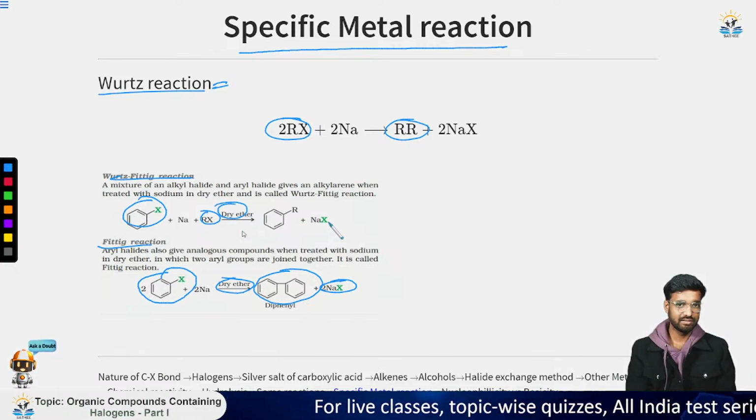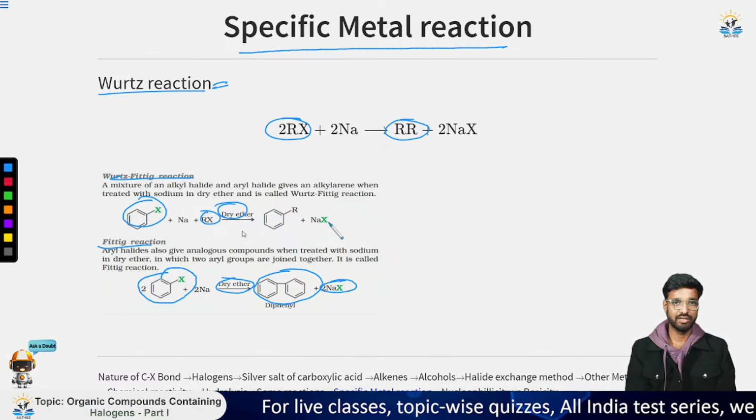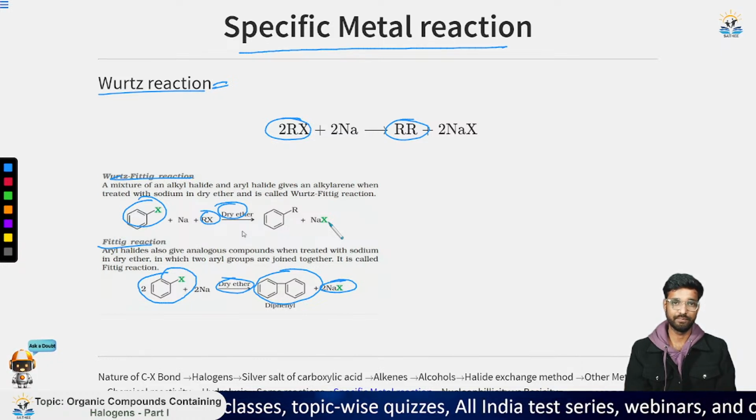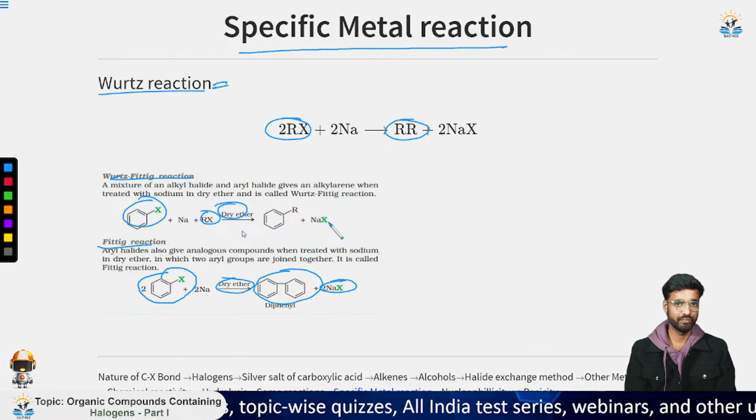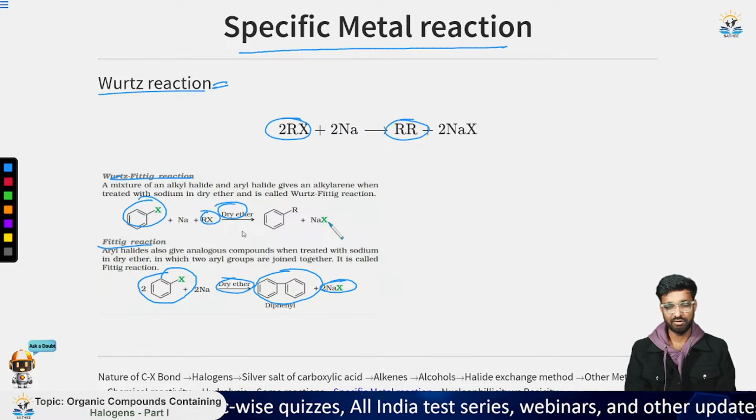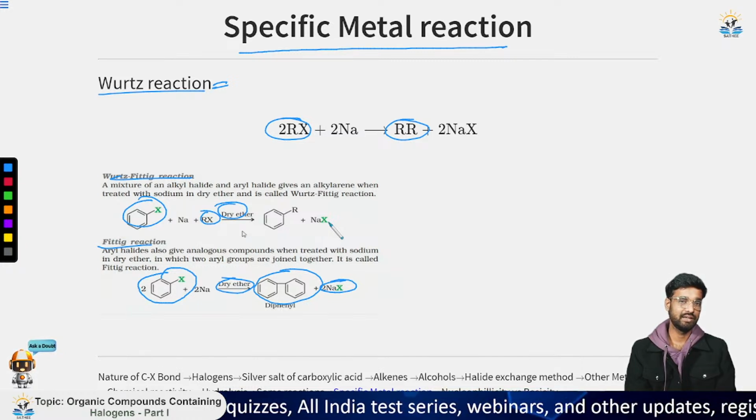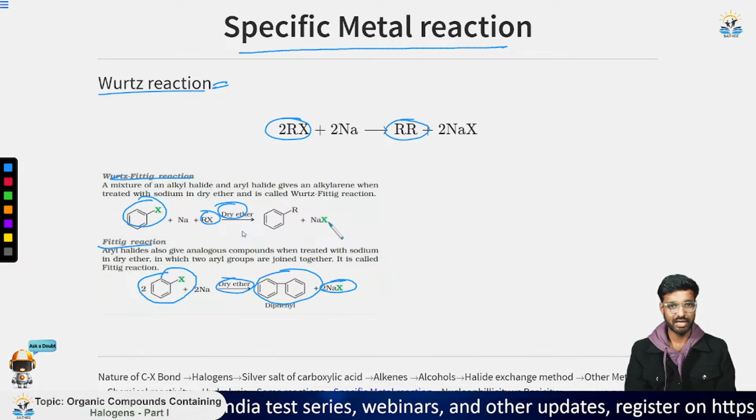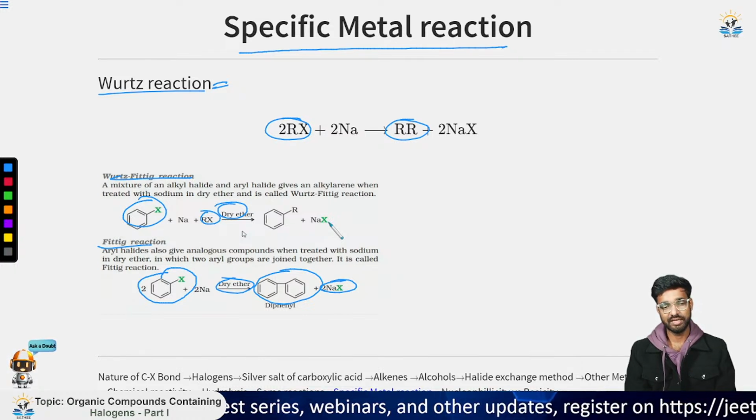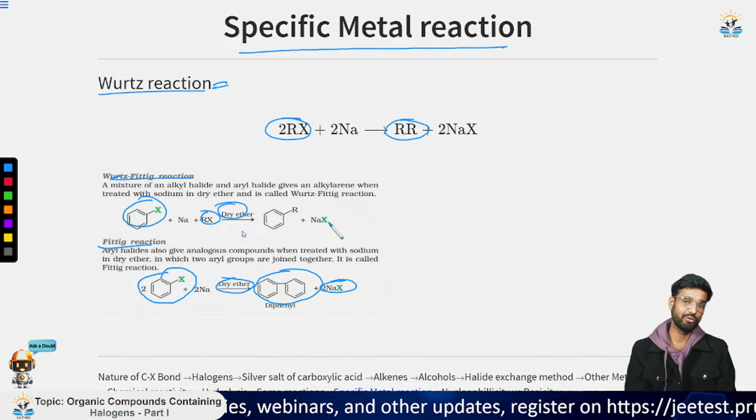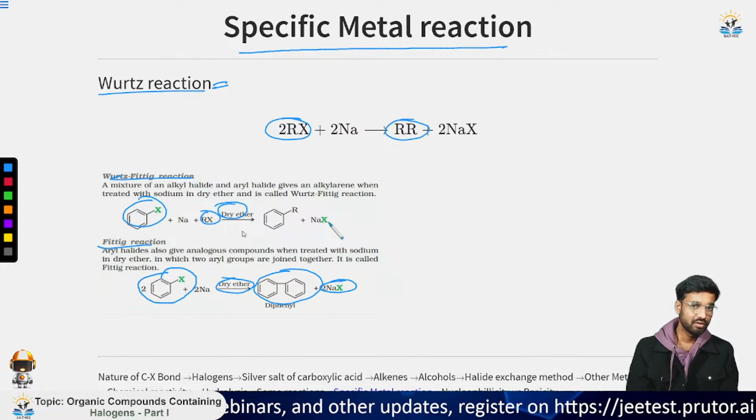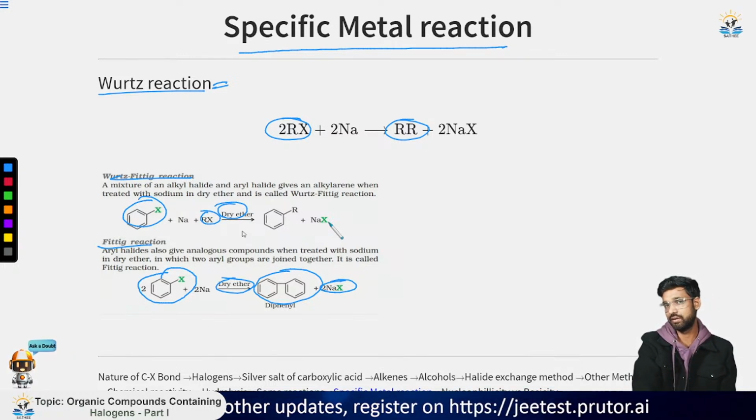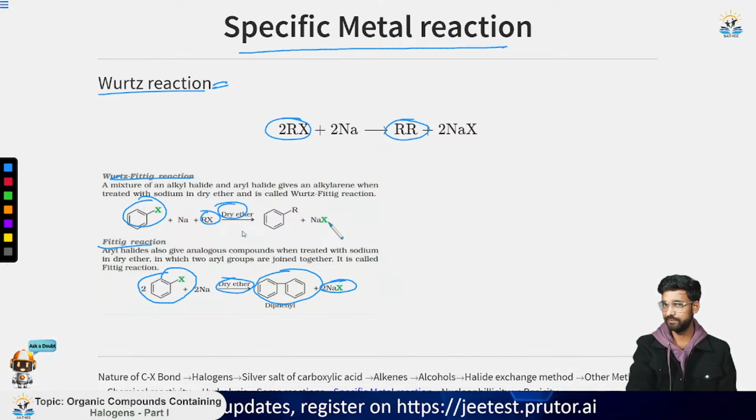Now we have three reactions. Wurtz reaction, which is the combination of two alkyl groups, and both alkyl groups are the same. Wurtz-Fittig, we are taking a haloarene and a haloalkane, and this aryl and alkyl group join together. Fittig reaction, we take two aryl halides, and both of the aryl groups get added, and both aryl groups are the same. So this is a specific type of metal reaction. I've just done a proper comparison of all these three.